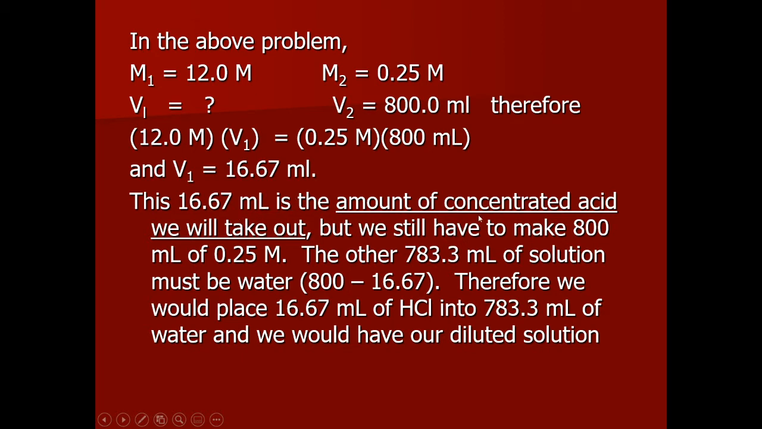we have 16.7 milliliters. That's the amount of concentrated acid that we need, which means that we would have to add 783 milliliters of water to get the 800 milliliters that we need. So when we're preparing this solution, the 800 milliliters of 0.25 molar, 16.67 milliliters of that solution will be the concentrated acid, and the rest, 783.83 milliliters of that solution, will be water. And that's how we get our diluted solution.